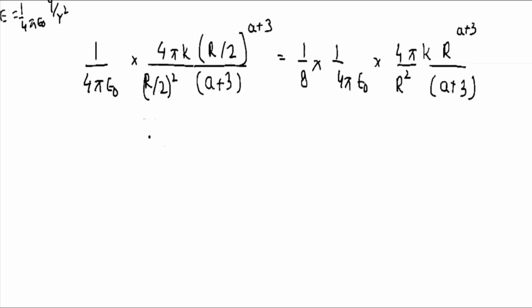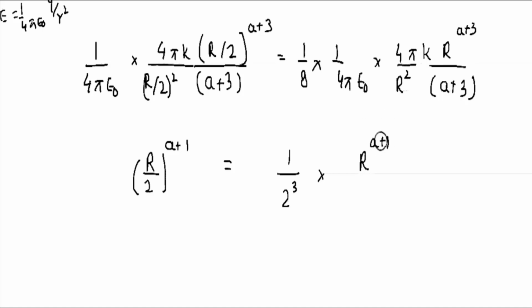So this value we can write it like this. R by 2, it is the same, this and this is same, so we can just adjust the power. So a plus 2 minus 2, so it would be a plus 1. Now this is 1 by 8, so we can just write it as 1 divided by 2 raised to the power 3, and we can write this as capital R, a plus 3, and then power would be minus 2, like this.